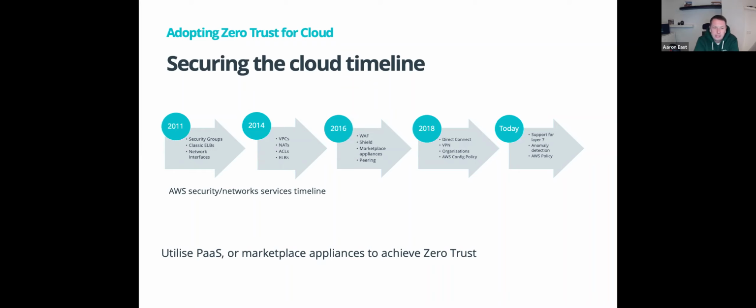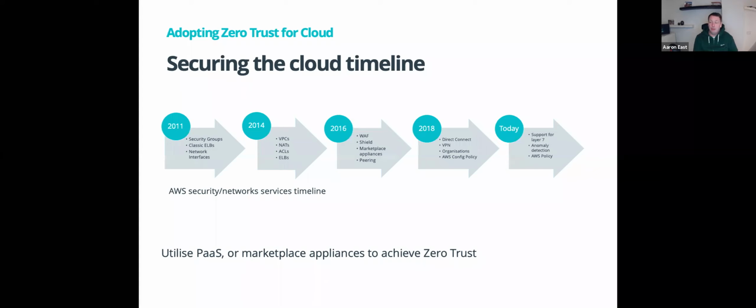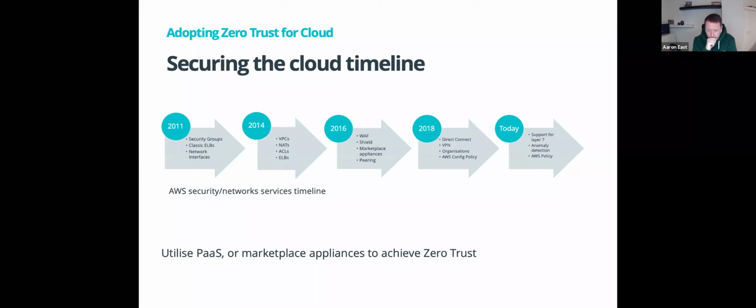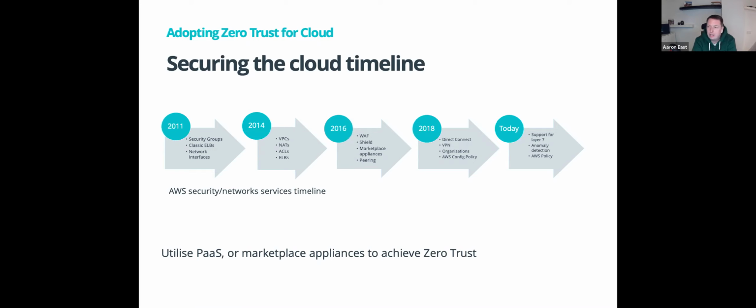Then introduction of VPCs, NATs, ACLs, ELBs, ALBs. It became more of this trusted zone concept that we looked at before. And it built on top of that. There started to become marketplace appliances like FortiGate, UTR. You had the introduction of Shield, and you had this early solution WAF, right? Which didn't have layer 7, but had some of the basic things that smaller organizations or organizations that maybe don't need that level of inspection on traffic.